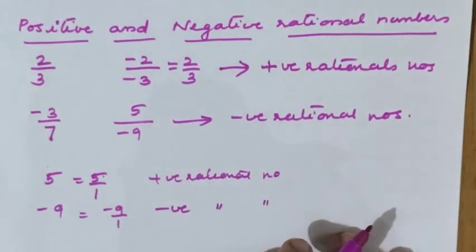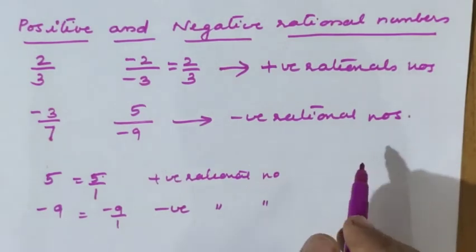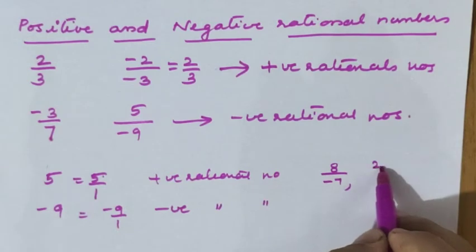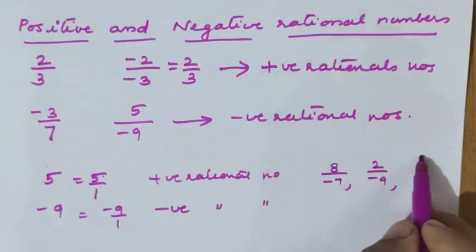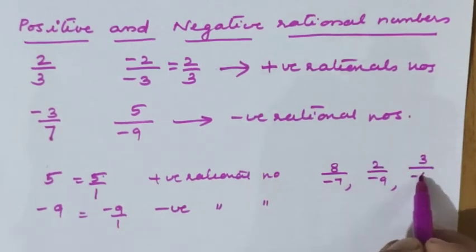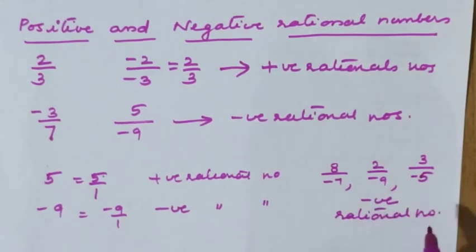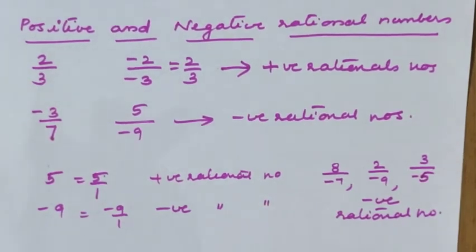So 8 by minus 7, 2 by minus 9, 3 by minus 5 are examples of negative rational numbers only, because the denominator is negative. Got it? So these are the examples of negative rational numbers only. Now I think the point is clear to you.